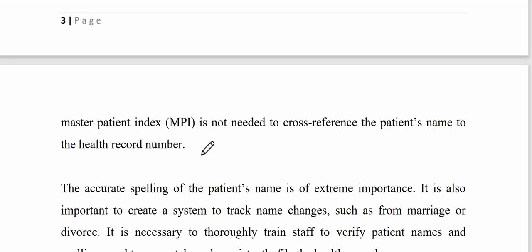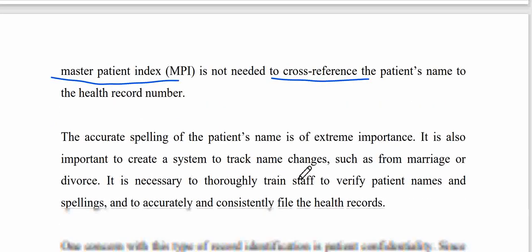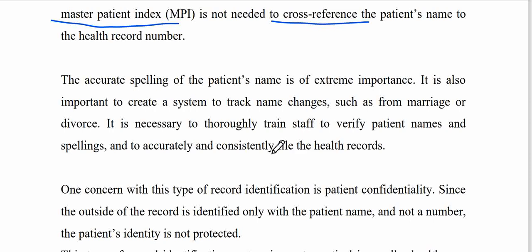Why? Because you don't need a master patient index to do your filings. You don't need any cross-reference to do your filings. So it is always a direct filing. As long as my name is first, my name goes first, which means my file will also go first in your filing system. And therefore, like I said, the accurate spelling of the patient's name is of extreme importance.